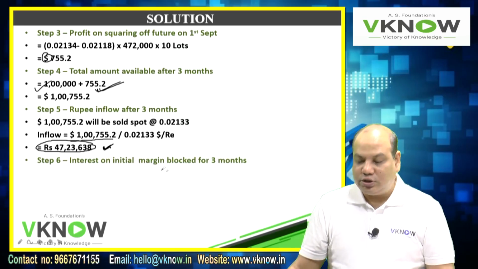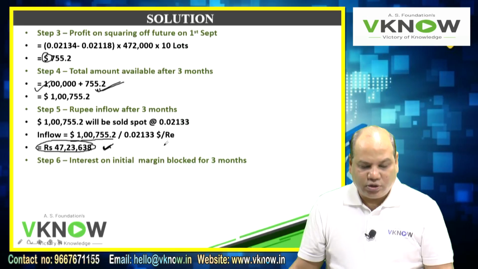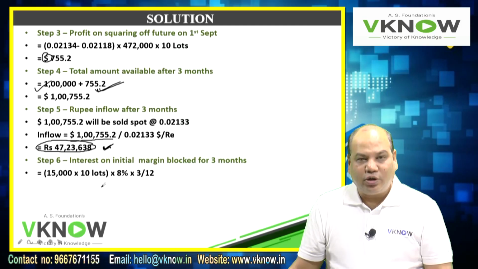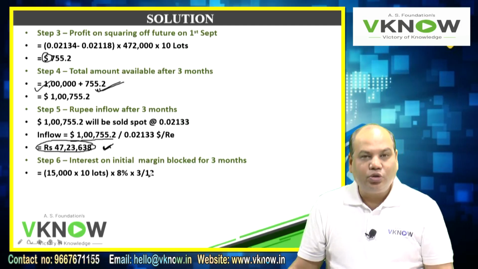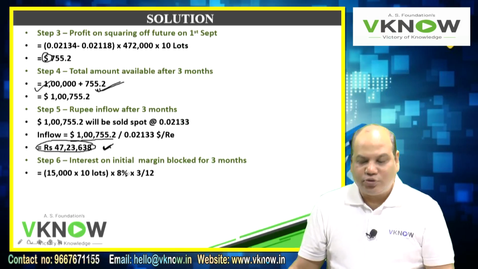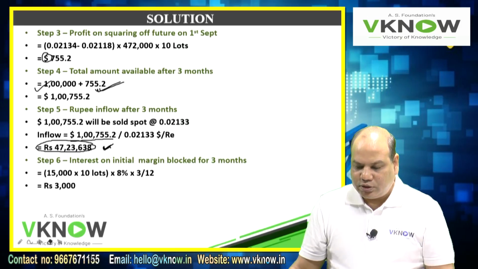One is still pending. What is that? Yes, interest on initial margin blocked for 3 months. So your initial margin is 15,000 rupees per contract into 10 contracts, multiplied by the rate of interest for September future, which is 8% per annum, into 3 by 12. Time is 3 months, 3 by 12. Take your calculator, solve this. Give me the answer. So the answer is 3,000 rupees.